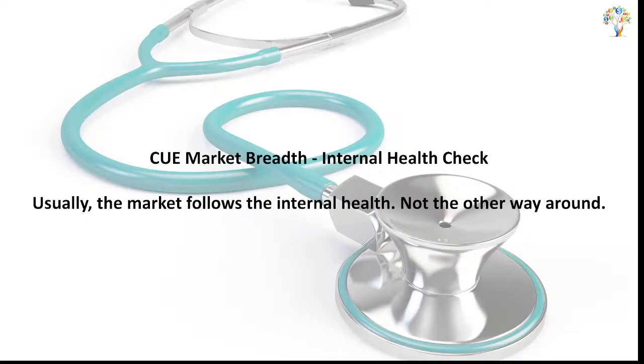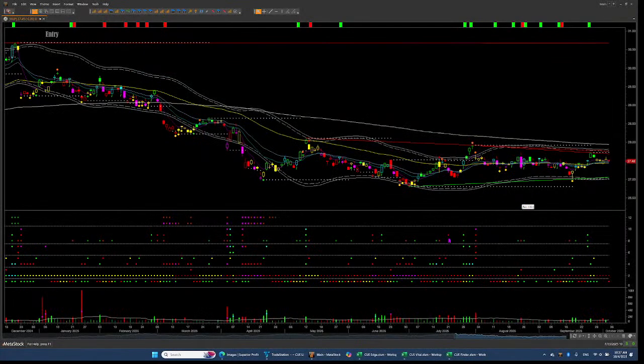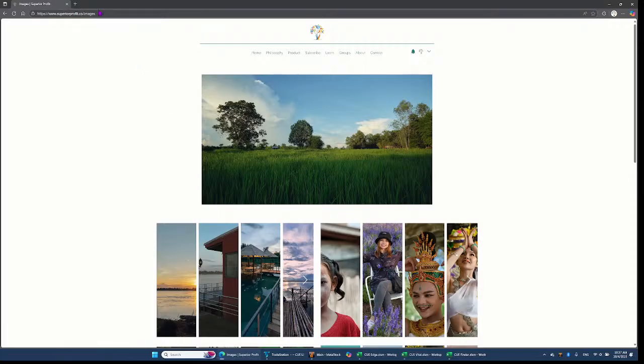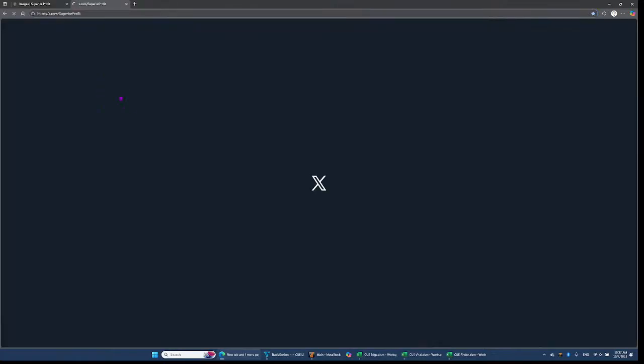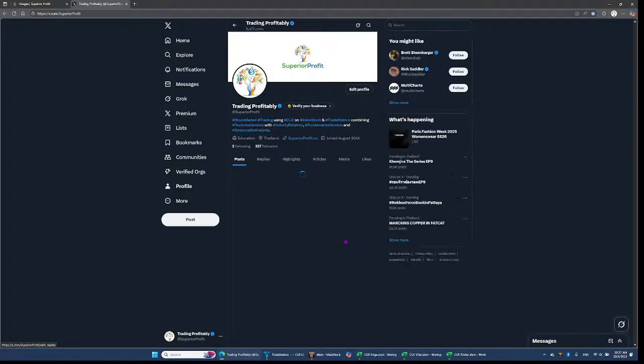Q market breadth. Now let's look at internal health check. Usually the market follows the internal health, not the other way around. And the internal health looks all right. I already posted the breadth charts on my Twitter handle, Superior Profit. To save time, let's look at that.